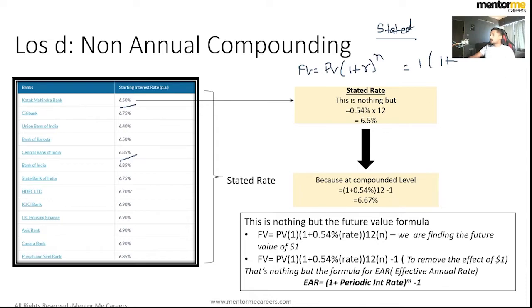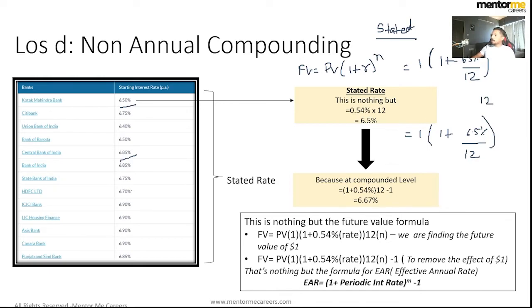So, we could also write it as 6.5% divided by 12, because that's the compounding that is happening, right? And how many months are we going to compound this 1 rupee, or $1, for? So 1.65 raised to 12. In case you were not able to see, I'll rewrite this equation here: 1 plus 6.5% divided by 12, raised to 12.